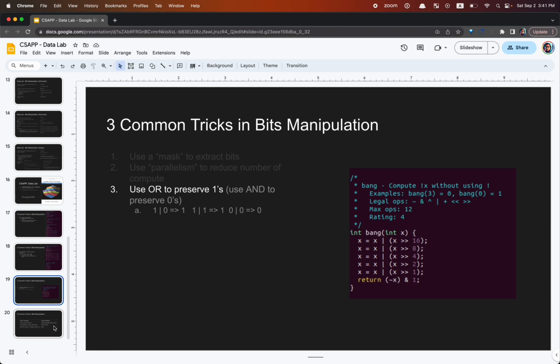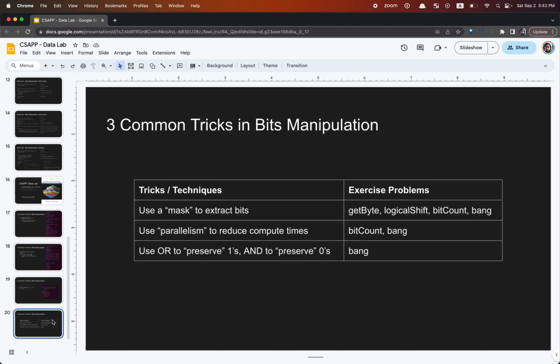So with that, we have seen all the 3 common tricks I want to talk about in this video. And here's a table that summarizes the 3 tricks we talked about just now.